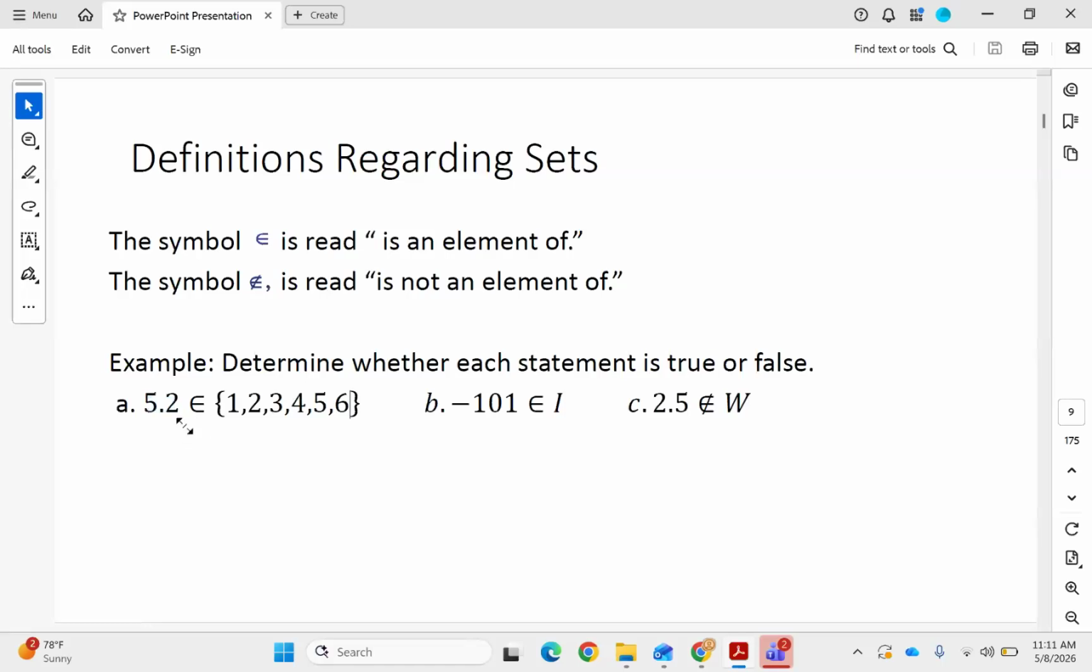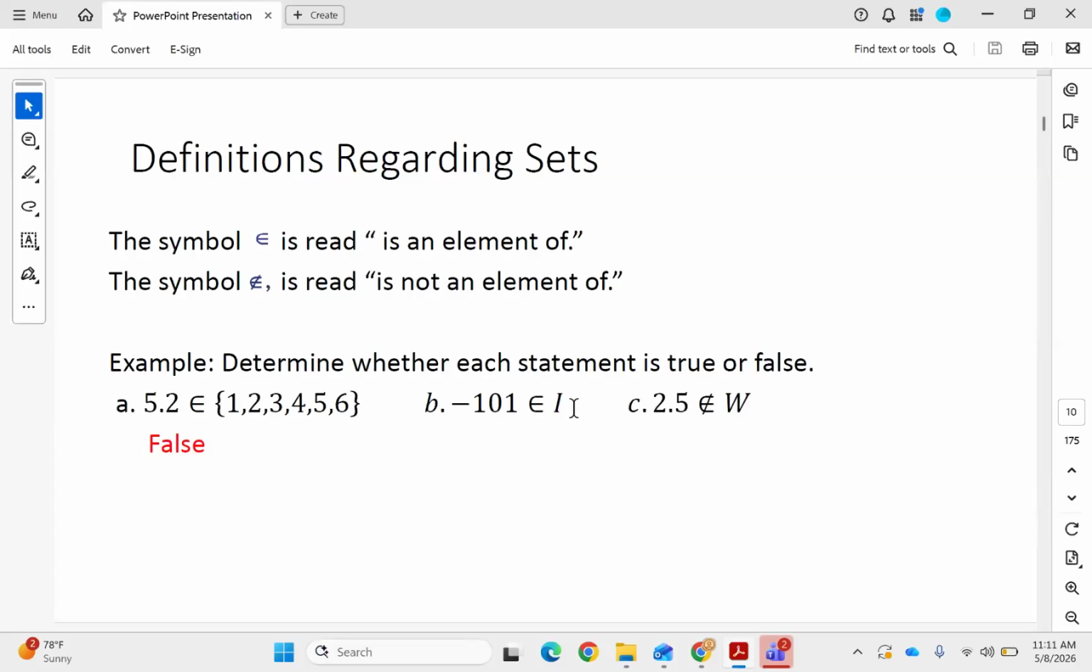So this is a false statement because this symbol would say that 5.2 is, but it's not. It's not part of it, huh? The next one, so I think I should have that answer. So the first one is false. The next one is a little bit more tricky.